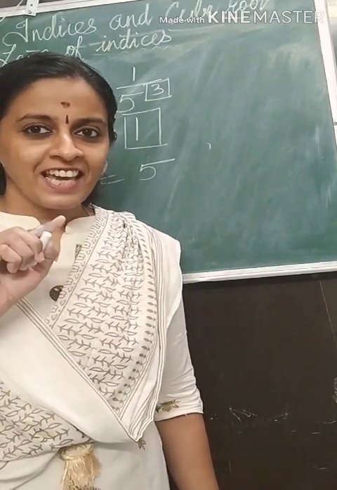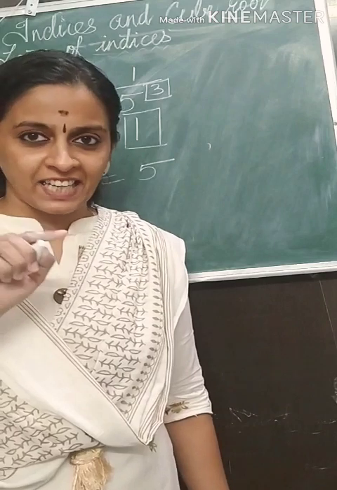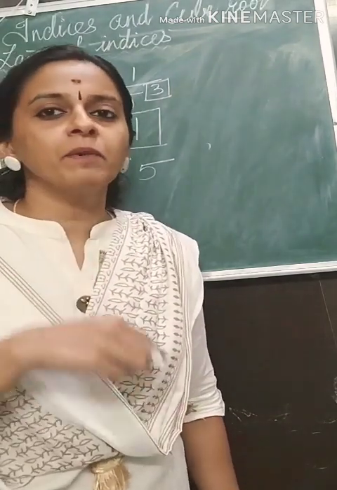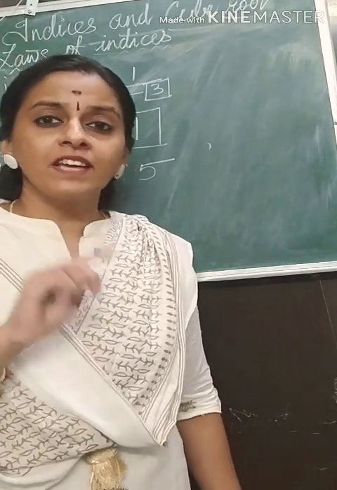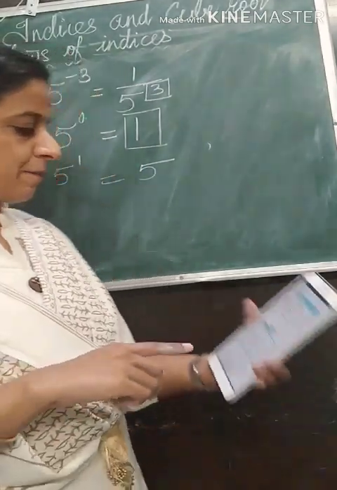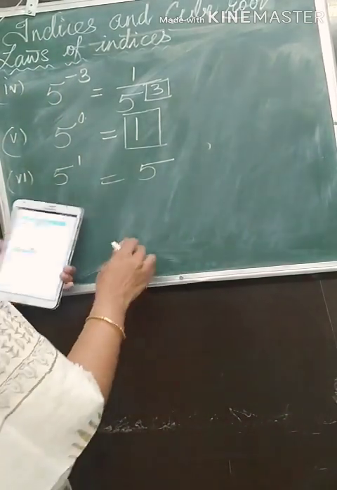What did I say? Suppose you have 17. 17 raised to 0 will be 1. Any number raised to 0 is 1. But 17 raised to 1 is 17. Okay? Then we have the next sum, seventh sum.